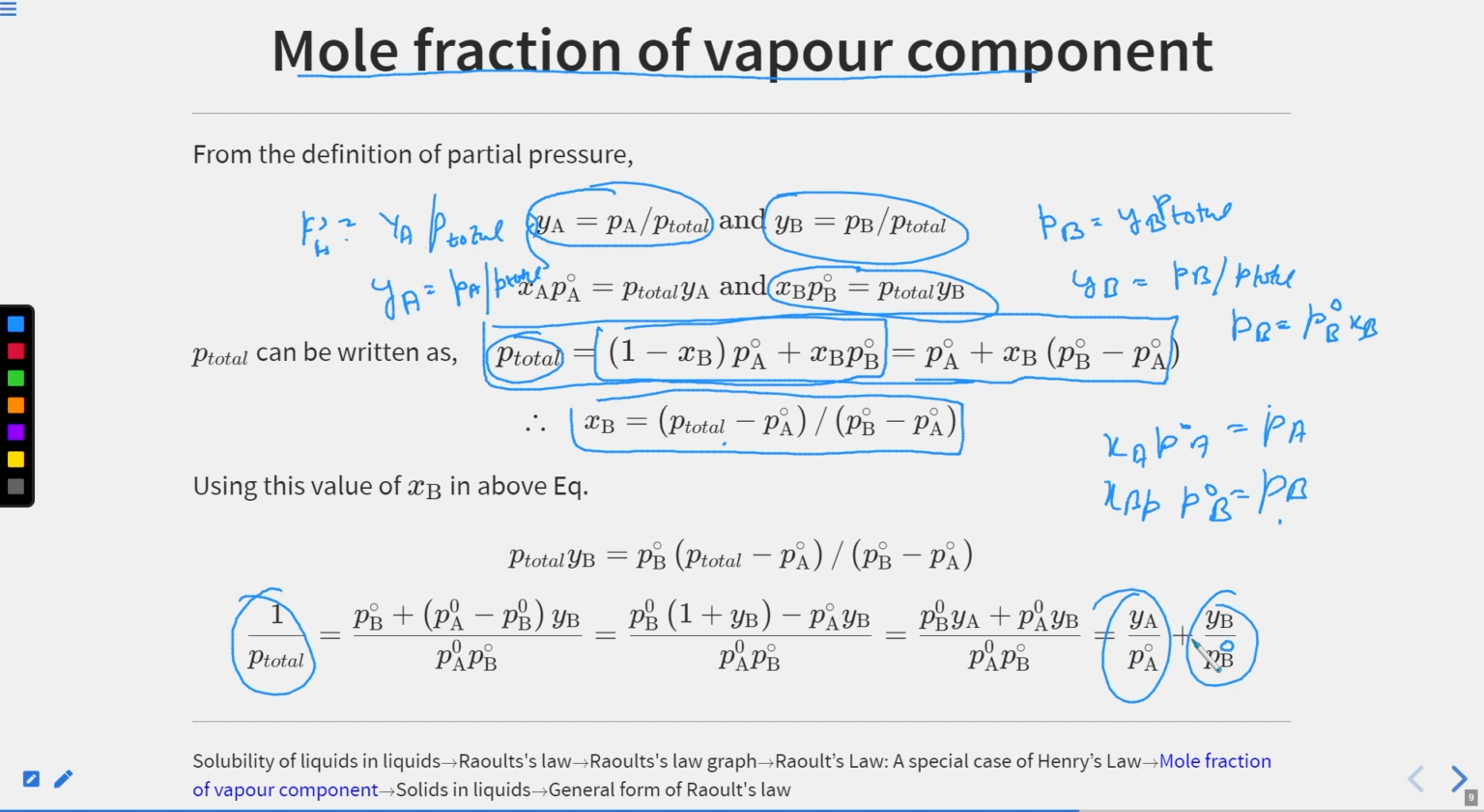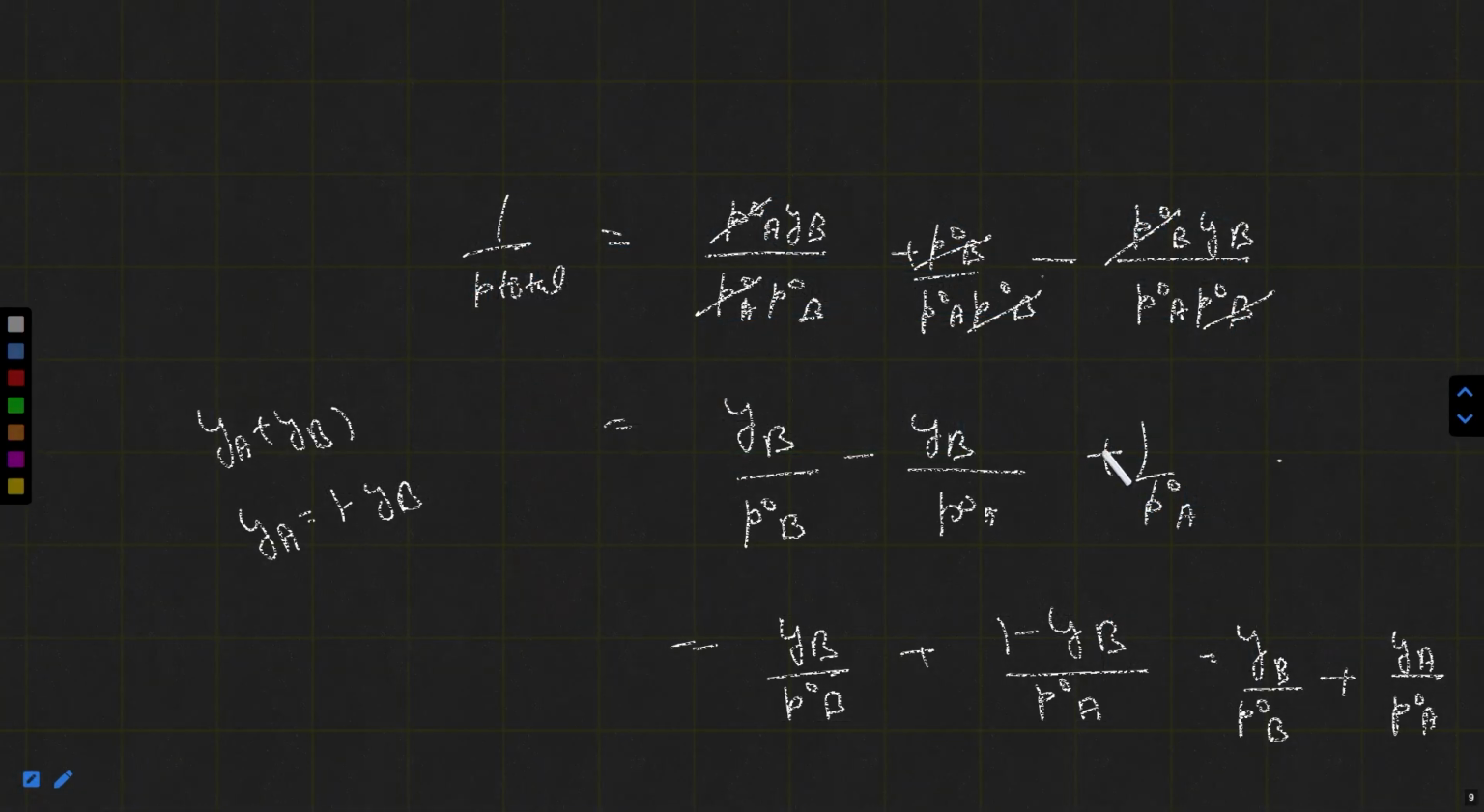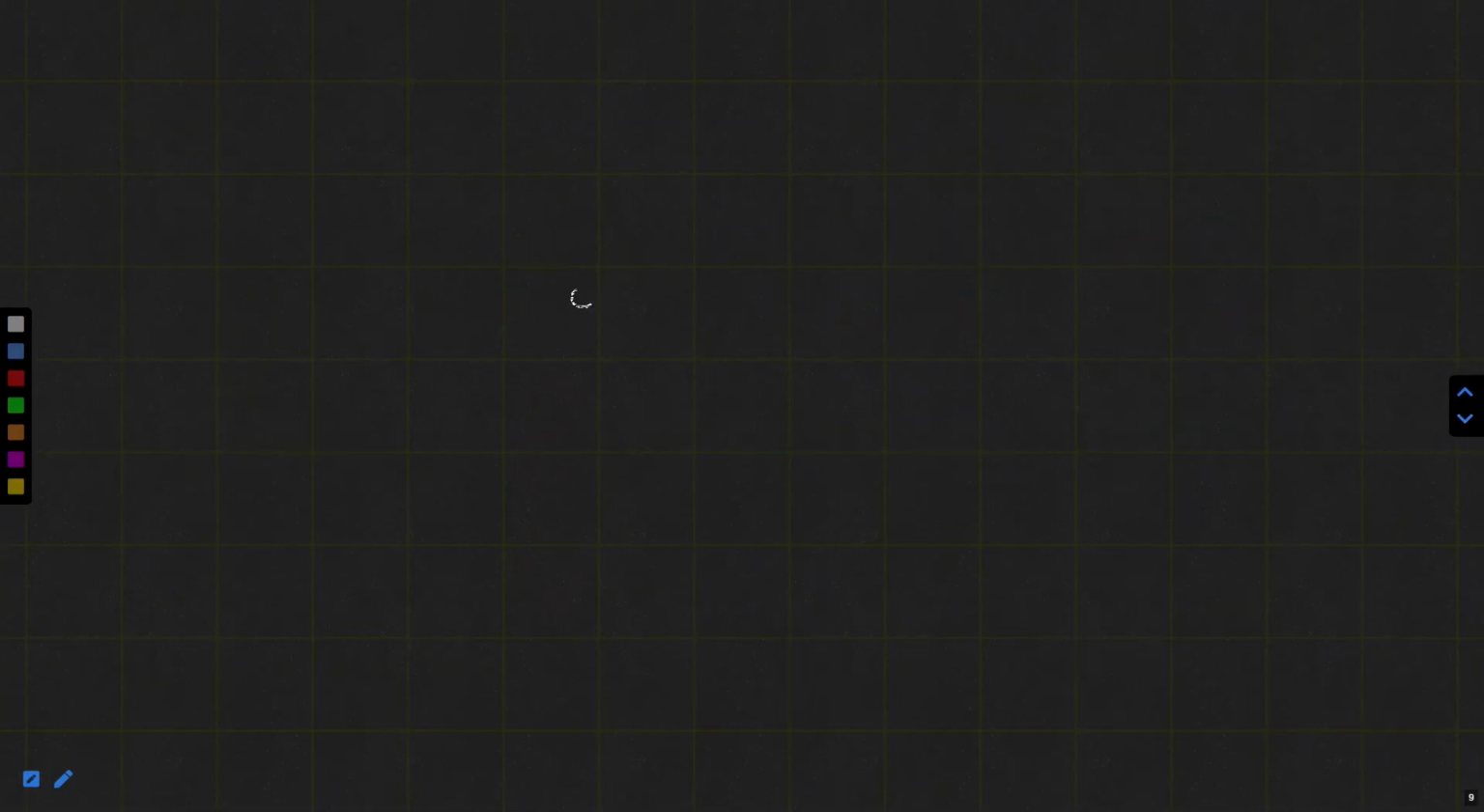So if you are given, say, pressure PA and YA, you can just calculate the YB if you have your P total and P naught A, P naught B. So it is a very good practice to do this. We can have one more formula if you want. If I write this YA, it will be number of moles of A by number of moles of A plus number of moles of B. And all these moles are in the gaseous phase, right? We can write this also.